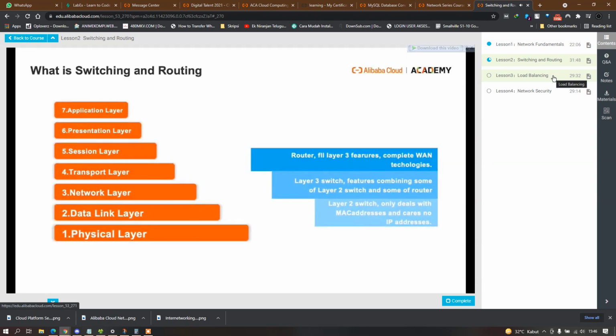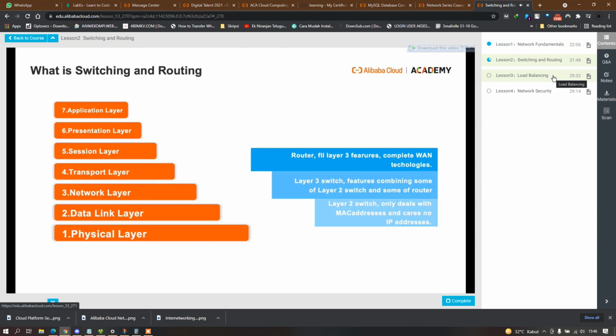In the beginning, we should go back to the OSI 7-layer architecture. When we're talking about switching and routing, we should mention the devices related to these two concepts. They are the layer 2 switch, layer 3 switch, and router. Talking about the layer 2 switch, it works in layer 2, and it only deals with MAC addresses and no IP addresses. So we can say that the layer 2 switch is a pure layer 2 device.